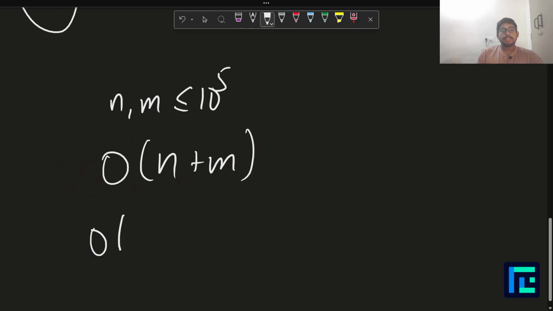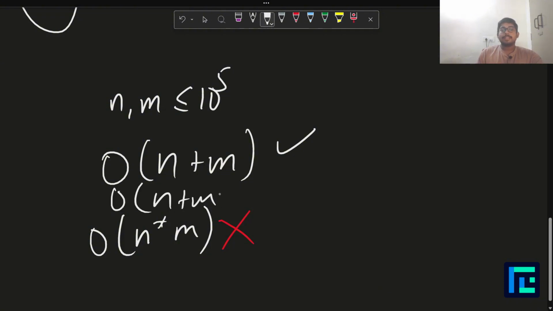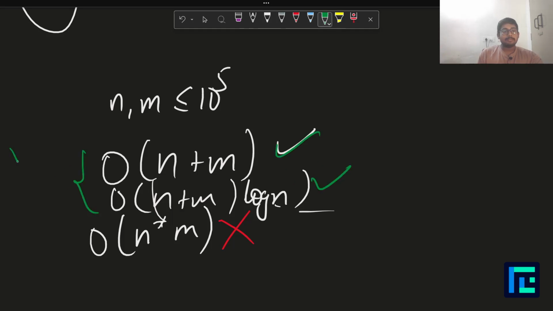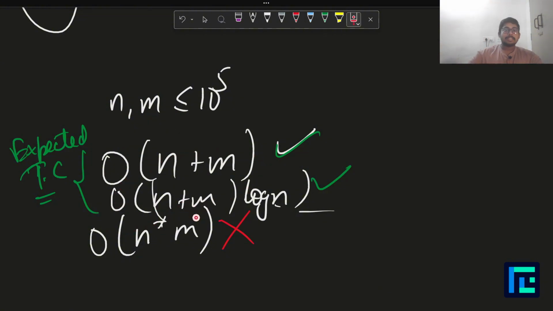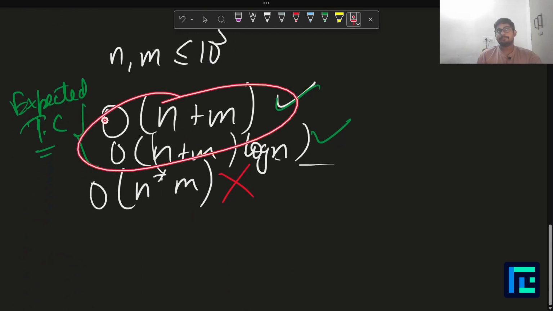But if you go to something like order of n times m, this time complexity won't be fine. So you have to solve the problem in some linear time, or you can even have extra log n or log m factors. These we can say are our expected time complexity in which we need to solve the problem. Okay, once you know this, now let's try to find a solution to this problem in linear time.